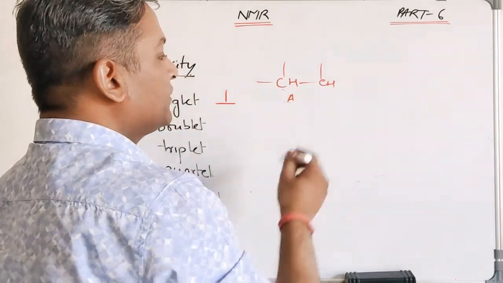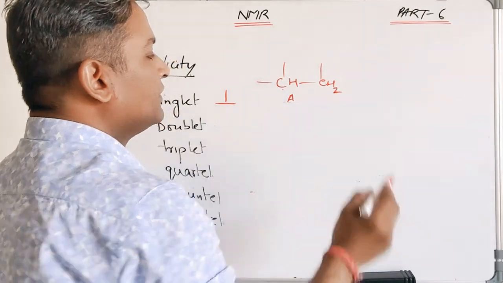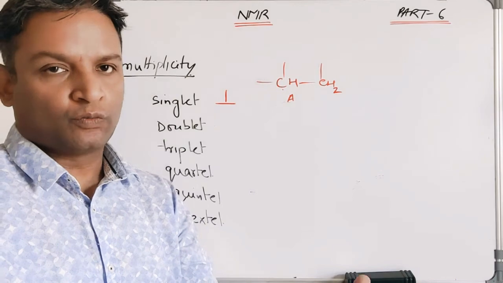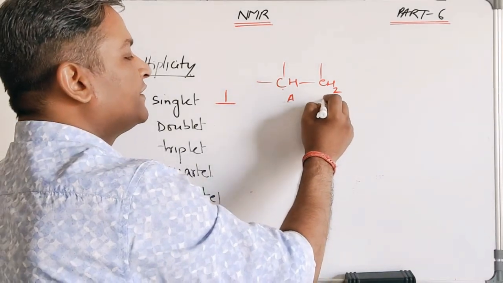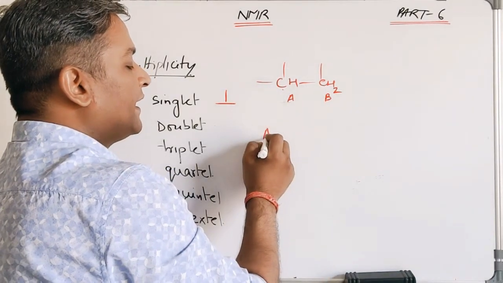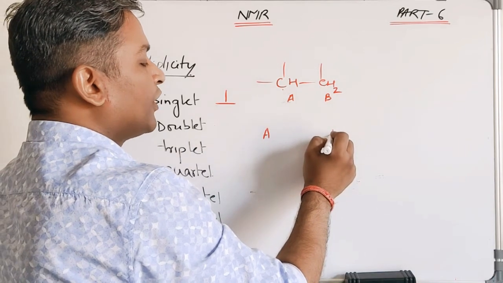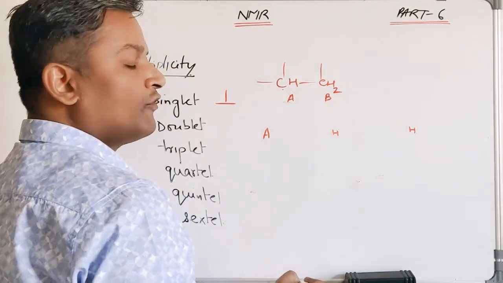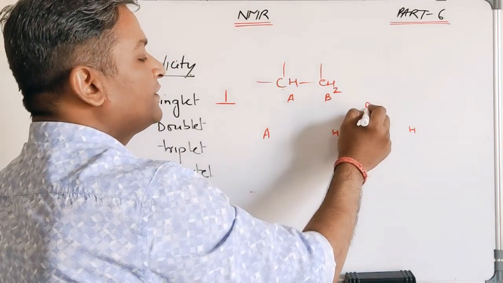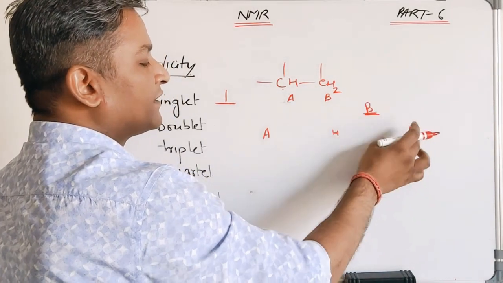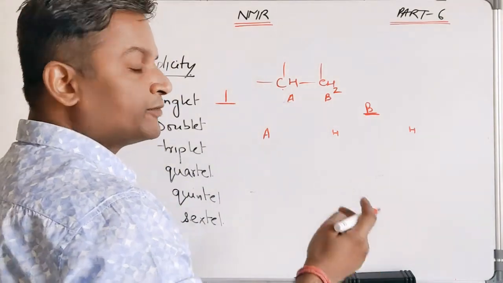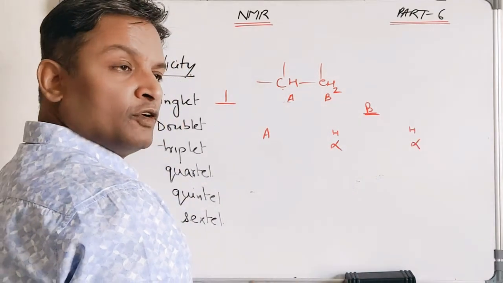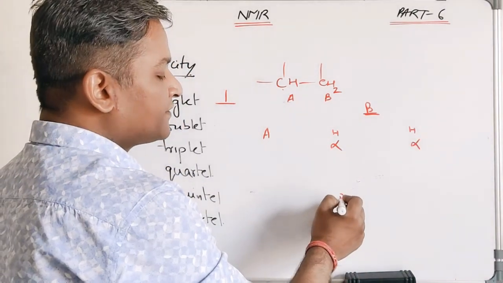Now I am moving towards a slightly more difficult environment, where we have a neighbor CH with CH2. Suppose I consider this as B. A has two types of protons of B as neighbors. B has two protons, one is this and one is this. So what are the possibilities? Both may exist in the alpha form, or both may exist in the beta form.